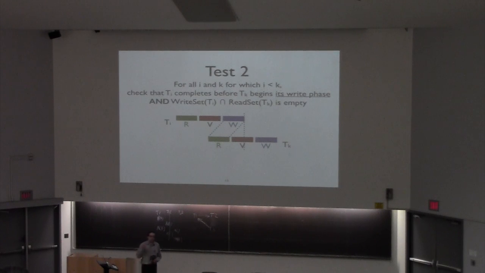So if Ti finishes its write phase before the second transaction starts its write phase, then what do we need to test? What kind of conflicts do we need to test for? Right, after, right before read. So conceptually, if we're using this order of transactions, Ti comes before transaction Tk, then every single value written by transaction Ti should be visible to transaction Tk. So we just have to make sure that transaction Ti doesn't write a value that transaction Tk would want to read. The read set of transaction Tk doesn't intersect with the write set of transaction Ti. Make sense?